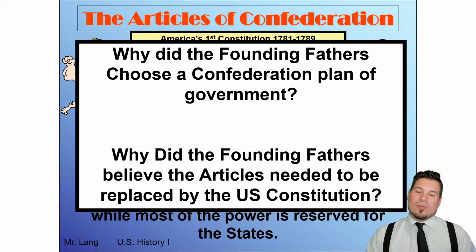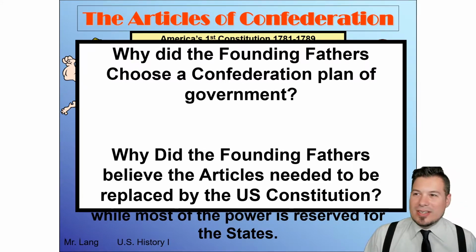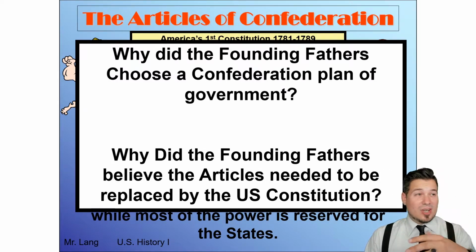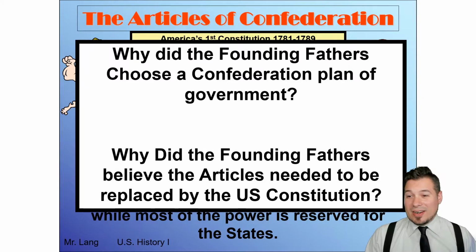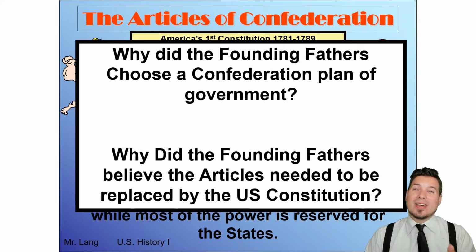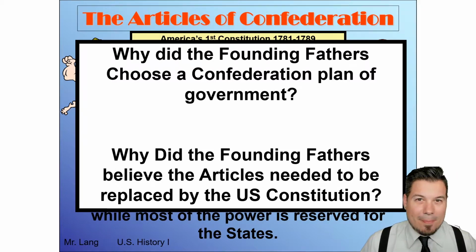But first, what I want you to keep in mind, our essential question for today, is why did the Founding Fathers choose a Confederation plan of government? We're going to be answering this towards the end here. And then, of course, why did the Founding Fathers believe that the Articles needed to be changed? And then, eventually, not even just be changed, as that's what they originally wanted to do, but thrown out altogether and replaced with what we have today, the U.S. Constitution. So keep those in the back of your mind while we go through this, okay?